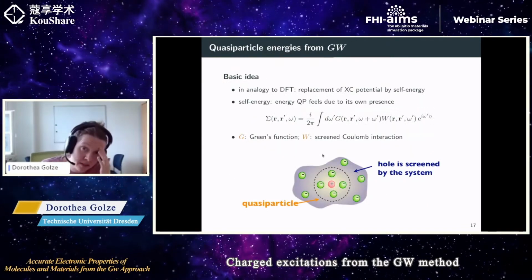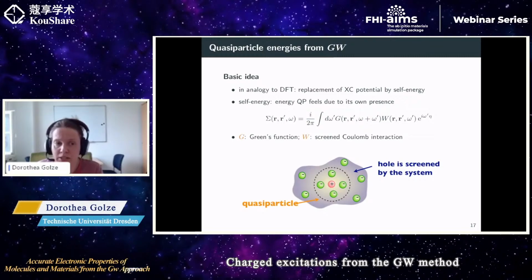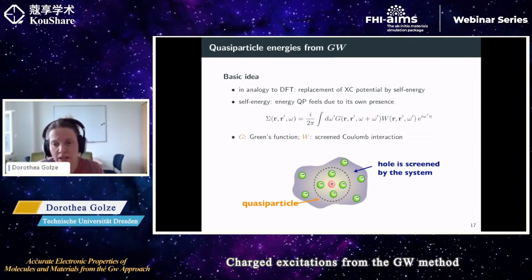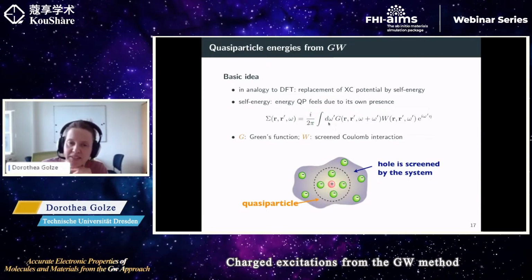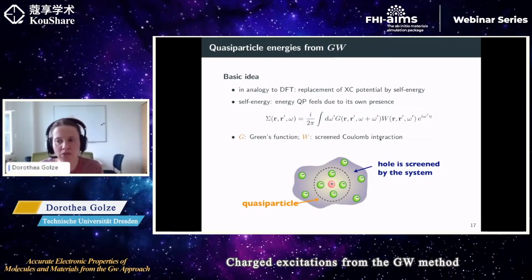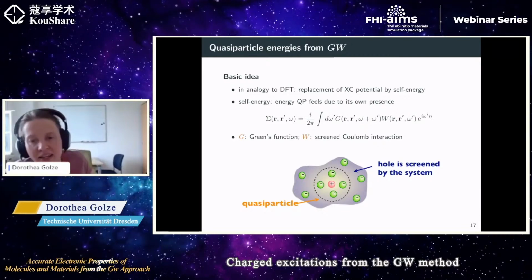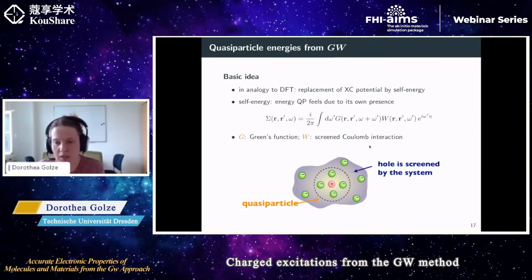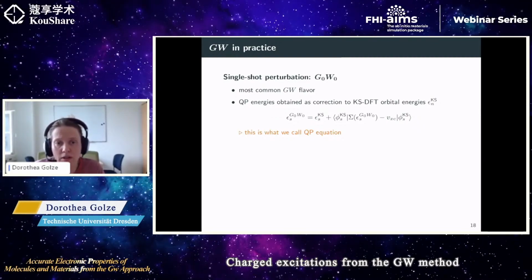So what's now the basic idea of GW? In analogy to DFT, we replace the exchange correlation potential by a self-energy, and the self-energy is the energy the quasiparticle feels due to its own presence. A little bit hand-wavy, but I think that's the best we can do in this time. G stands here for the Green's function and W for the screened Coulomb interaction. So it's not the name of a person, but rather the matrix notation we typically use for these properties. The most common flavor is the so-called single shot G0W0.